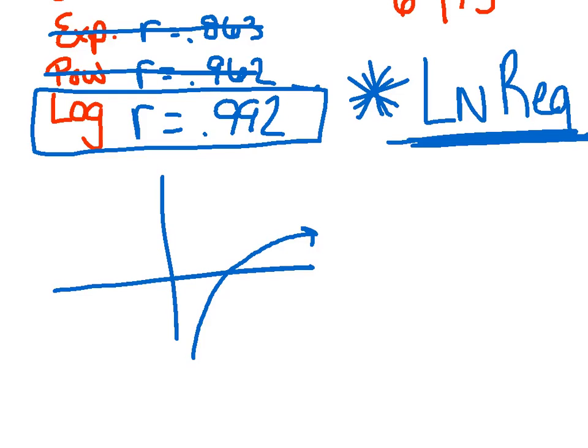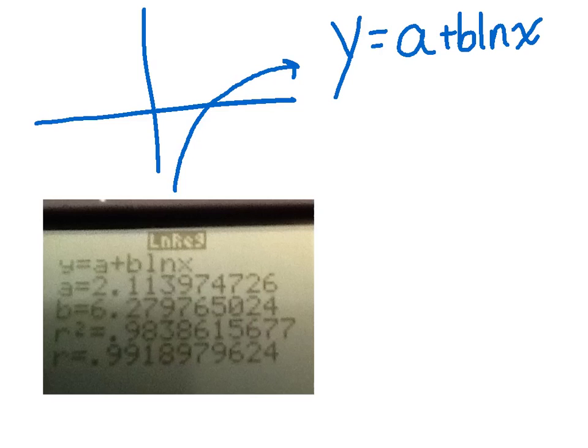So let's go ahead and write our equation, and we'll write it out to the nearest hundredth. So if you read your screen, it'll say on that top row y equals a plus b ln of x. I took a picture of my screen here. It's a little blurry, but hopefully you get the idea.